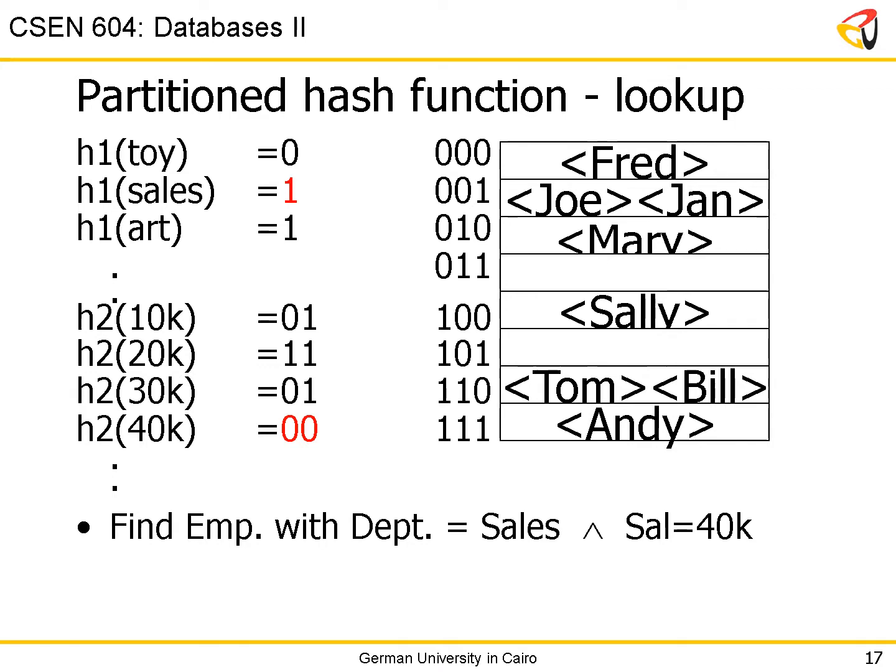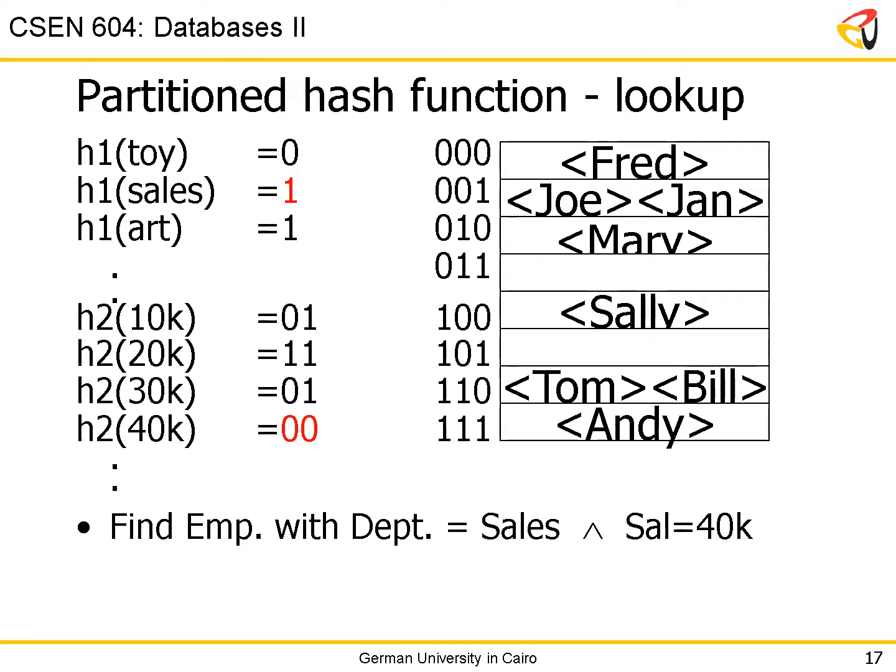Now, I'm showing you here more examples, as if I took the whole table and I grabbed row by row and I did a hashing of the department value and of the salary value, and I threw in a reference to that row inside my partitioned hash index.